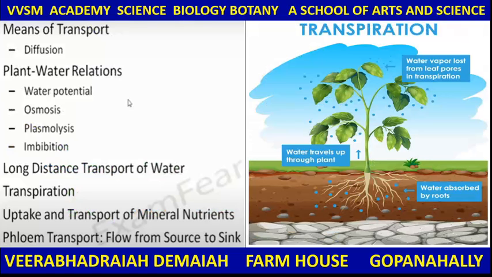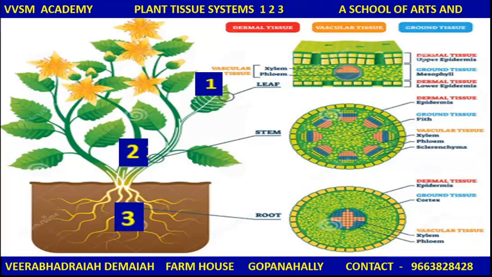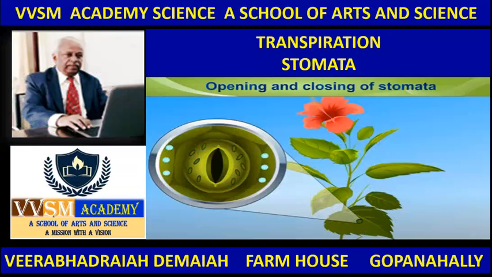Well, the means of transport include diffusion, plant water relations, water potential, osmosis, plasmolysis, and imbibition. Well, friends, the tissues are leaf, xylem, phloem, stem, and the root. Transpiration, stomata, opening and closing of stomata, is an important part in the leaf anatomy.